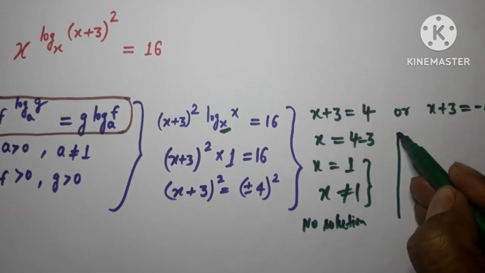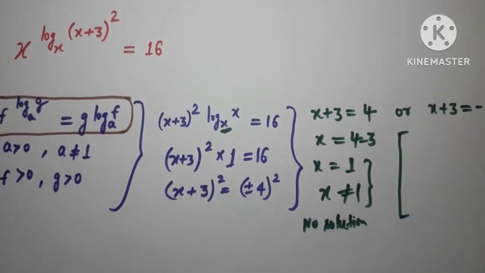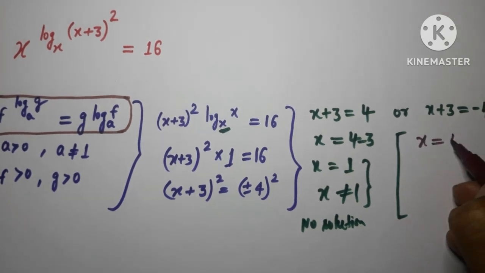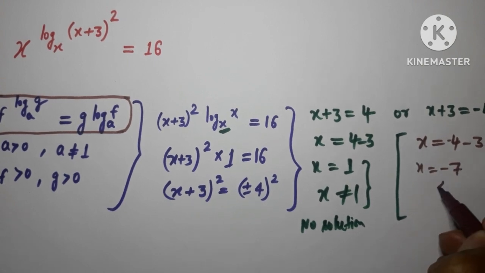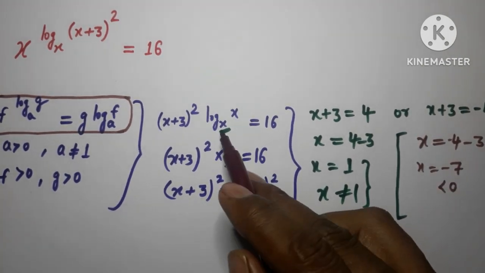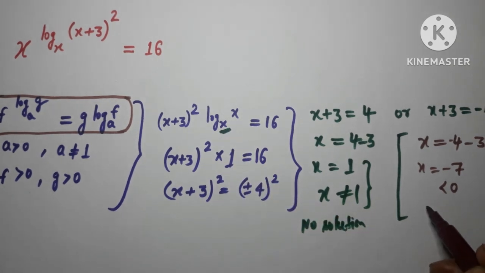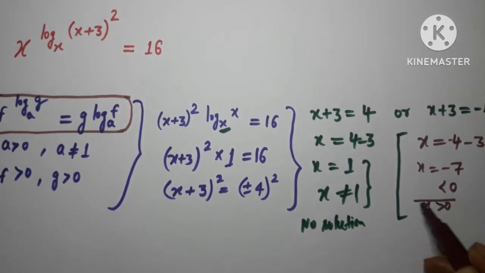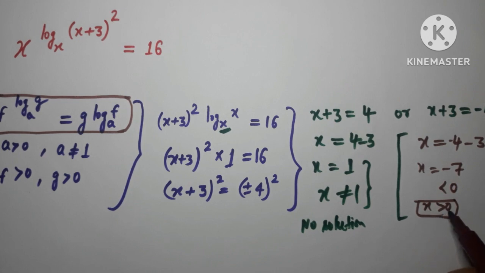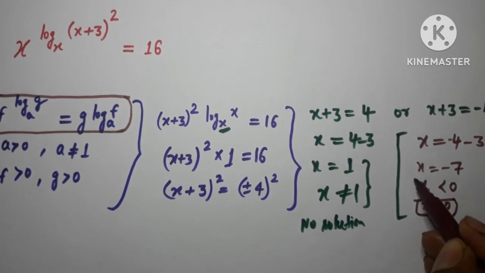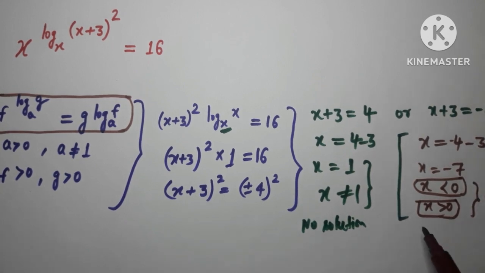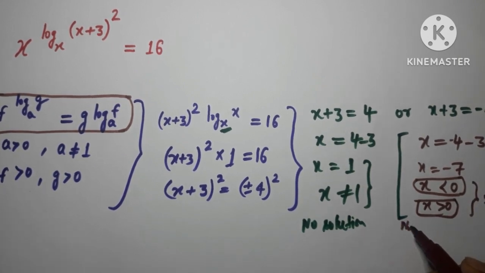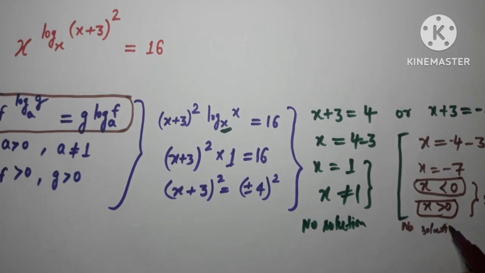And if we talk about this one, x plus 3 equal to minus 4. So x is equal to minus 4 minus 3, so x is equal to minus 7, which is less than 0. But according to our definition, x should be greater than 0. It is not happening that way after calculation. So we can say that this is also contradictory. This is also absurd, so we have no solution.